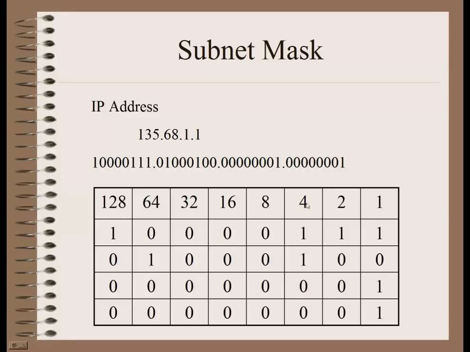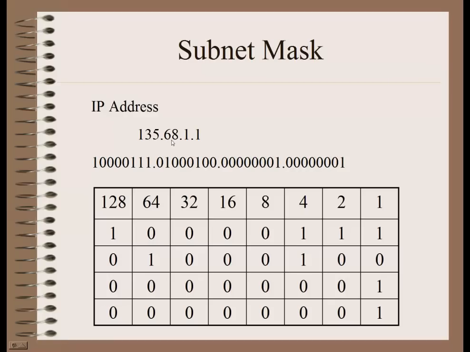So 128 and 4 is 132. And we add 2 more for 134, and we add 1 more for 135. So by setting the 128, the 4, 2, and 1, and not the 64, 32, 16, or 8, we are representing 135 as the binary number for the decimal equivalent, 135.